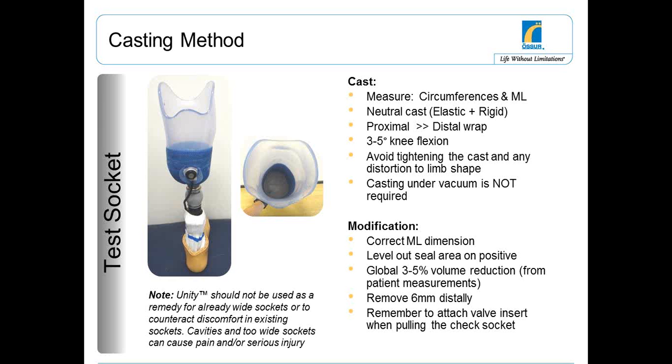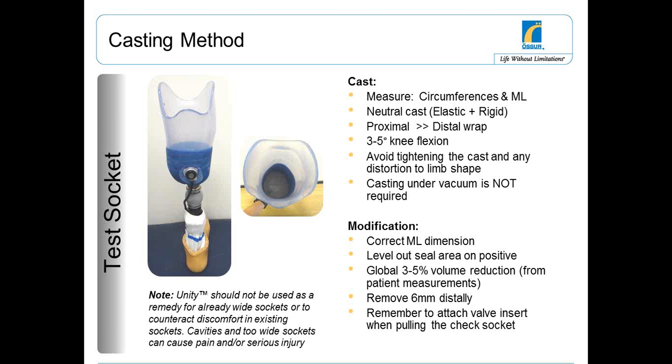We're finding that about a global 3 to 5% reduction, and in most cases I found 4%, is a pretty good place to start. Now that means uniformly across the whole model. It's not a tapered reduction as with the other systems. Okay? And you're taking that reduction off of the patient measurements. So calculate that off of the patient measurements, not off of the positive model. Remove about 6 millimeters distally. That seems to consistently work pretty well, that distal reduction.